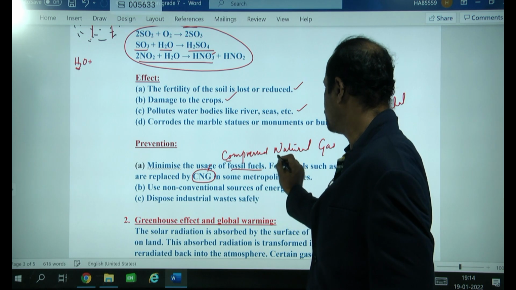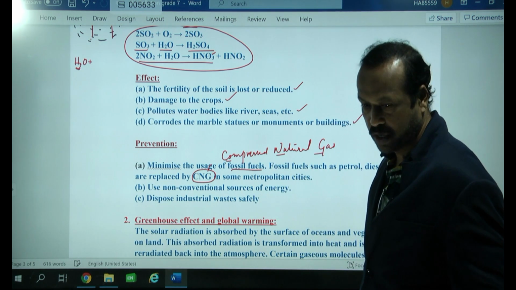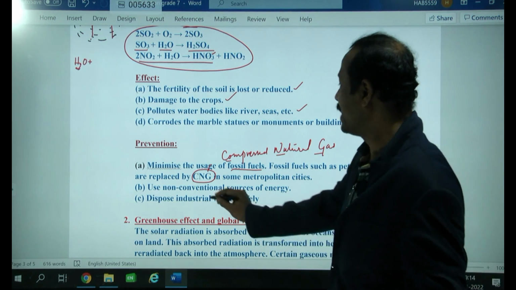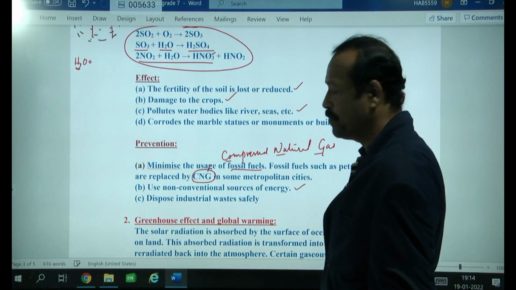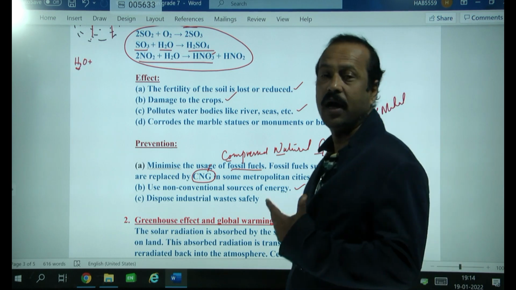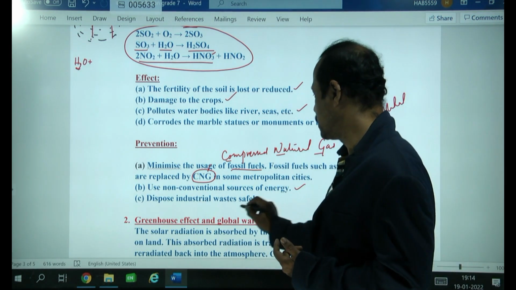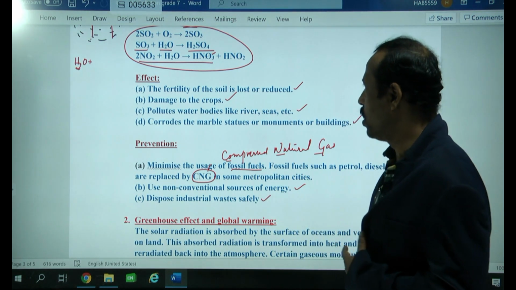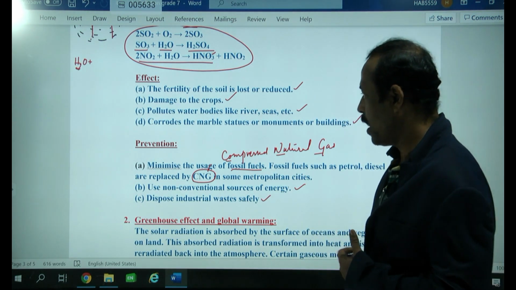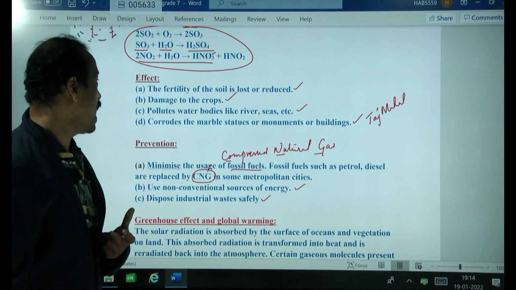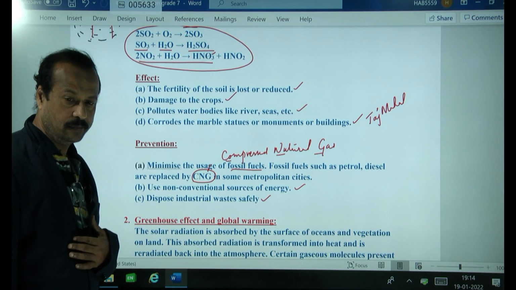So CNG can be used in vehicles instead of fossil fuels, and use non-conventional sources of energy like solar energy and wind energy, and dispose of the waste safely. So these are the main steps to prevent acid rain. Is this clear to you?